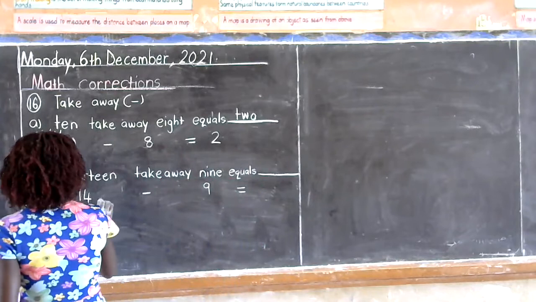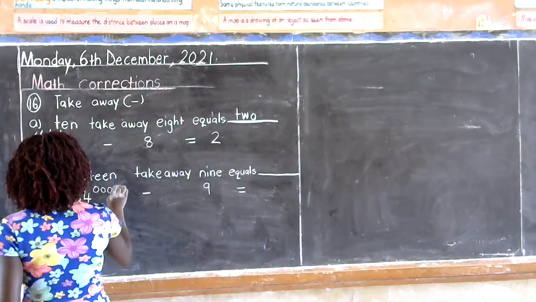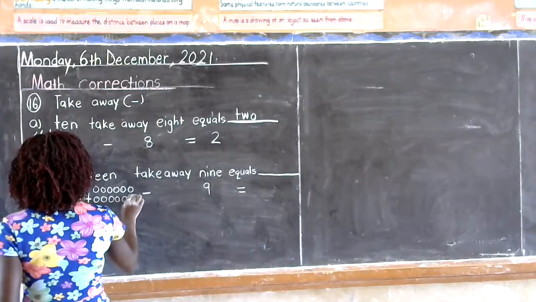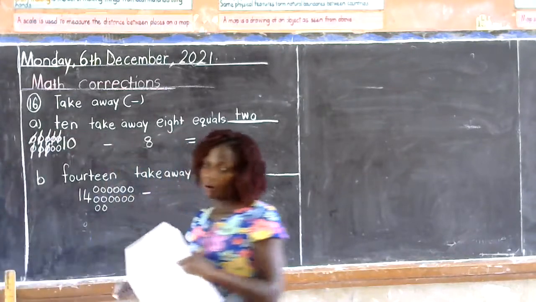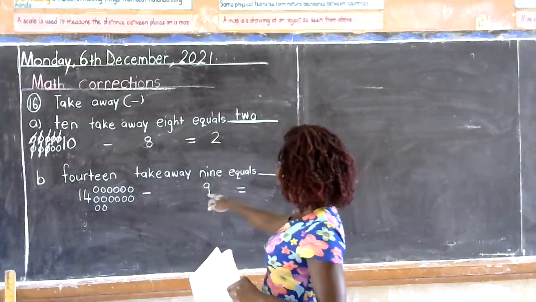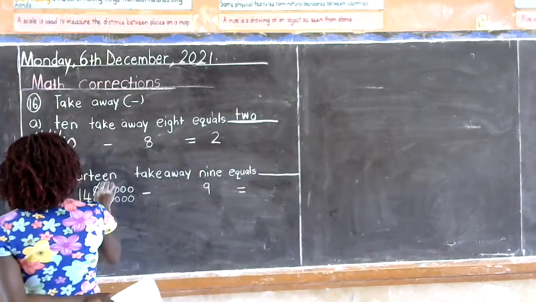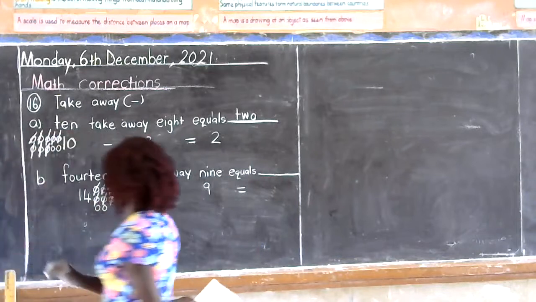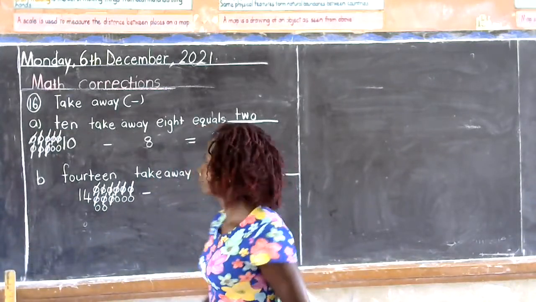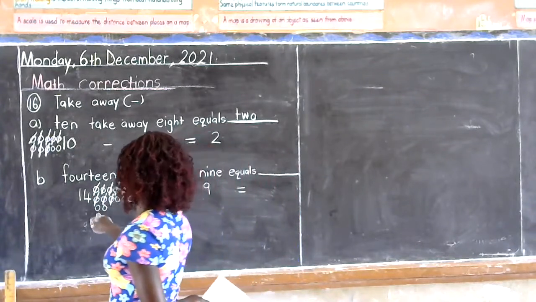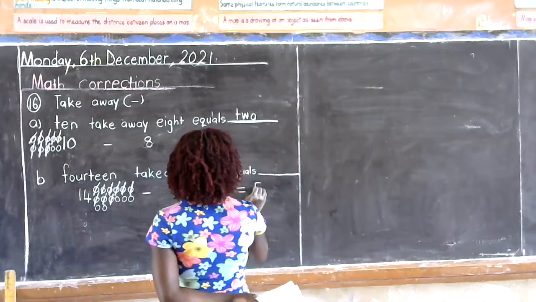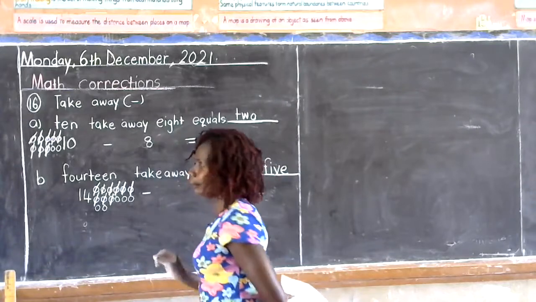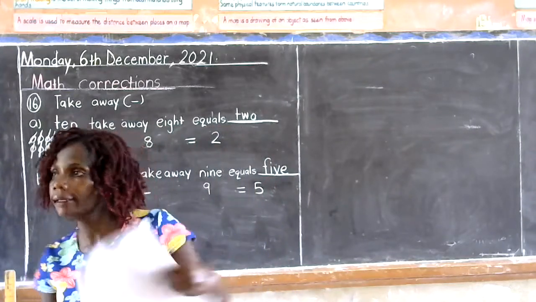Okay? Can we draw them? 1, 2, 3, 4, 5, 6, 7, 8, 9, 10, 11, 12, 13, 14. We are going to cross 9. We are going to take away 9: 1, 2, 3, 4, 5, 6, 7, 8, 9. Then we count the remaining: 1, 2, 3, 4, 5. The answer is 5. We also write it here in words. That is how we are supposed to show the working.